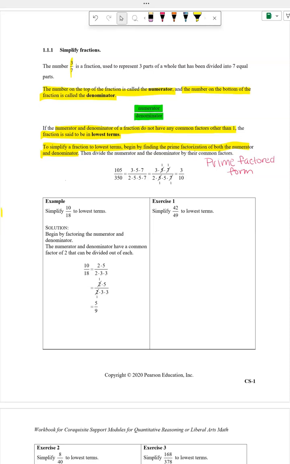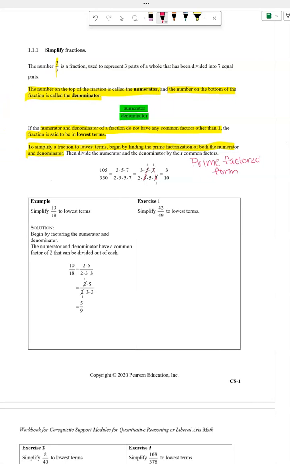Okay. So if we have 105, you can see that is broken down into 3 times 5 times 7. And 350 is broken down into 2 times 5 times 5 times 7. And what they have in common are these 5s and these 7s. That leaves us a 3 on top. Well, and 2 times 5 is 10. So this would be our prime factored form. Oops, sorry for that.